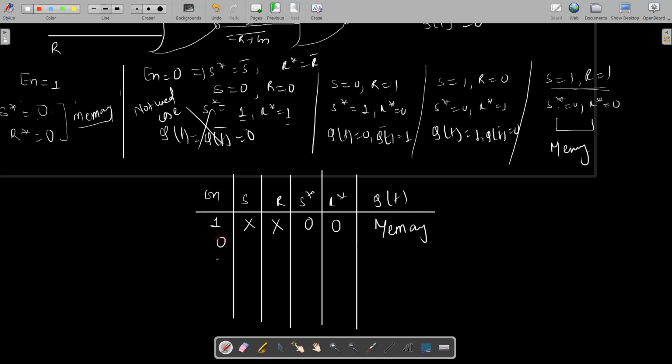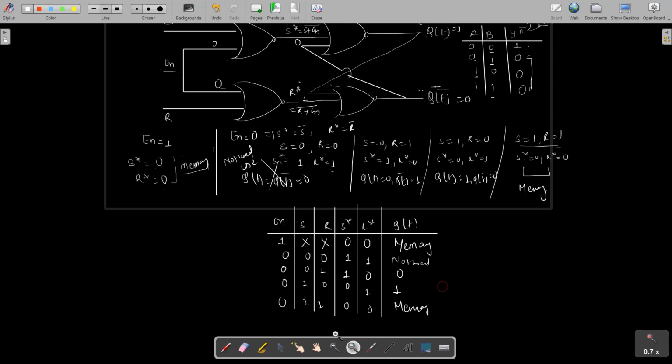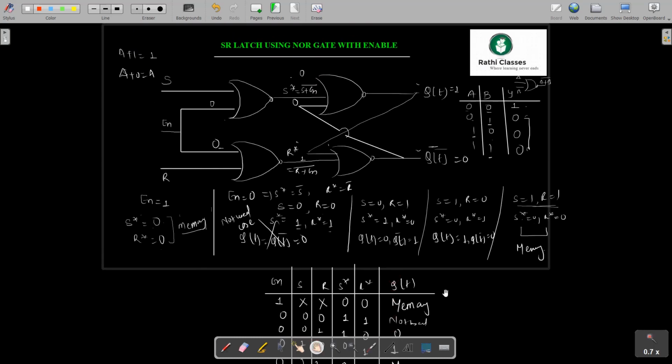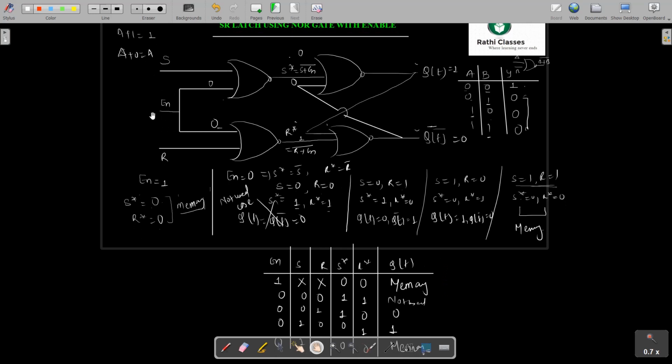What if enable is 0? As enable is 0, I need to discuss the 4 cases. As S star and R star are nothing but the complements of S and R, it would be something like this. As you can see, S is equal to 0, R is equal to 0, this is the not used case. For the second case, you can see Q of T as 0. For the third case, it is 1. The last case is again memory. So this is how we analyze the truth table of SR latch using NOR gate with the enable switch. Hope this is clear to you all. Thank you.